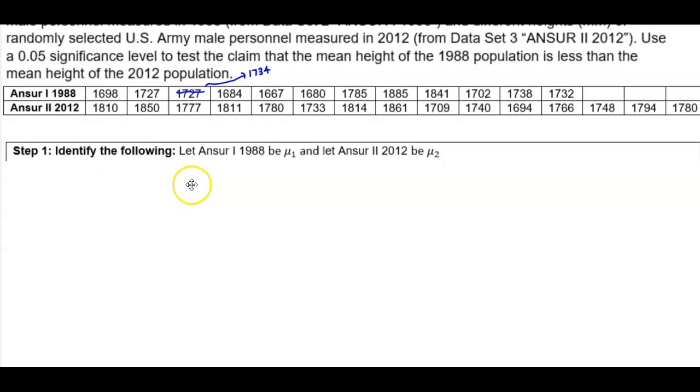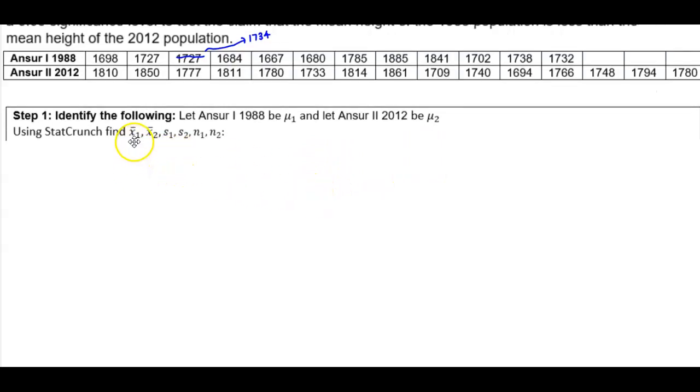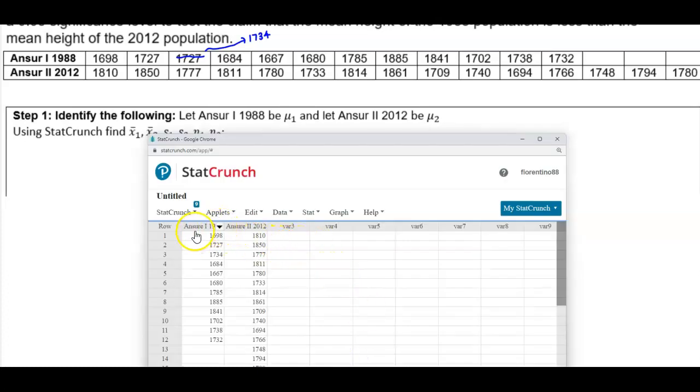We want to identify and let Answer 1, 1988, be population mean 1, and let Answer 2, 2012, be population mean 2. So first, we want to use StatCrunch to find the sample mean, the standard deviation, and the sample size for each sample. You're going to open up StatCrunch and enter the data. You can see here I put in the title for each column. The first column represents sample 1, and the second one is sample 2.